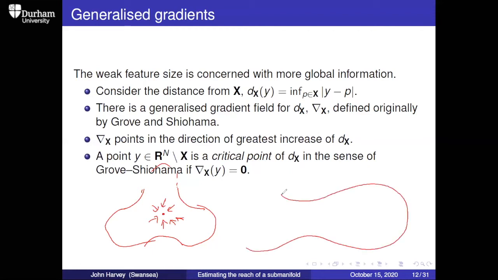And here's another one. If we look at the more classical bottleneck example that I've been drawing from you, in this case, the gradient field points away from the submanifold here. When you're in the middle, the best way to get away is to point in this direction. So what's happening here is that you have a saddle point, more or less, for the distance. So these are 2 different types of critical points for distance from a submanifold.